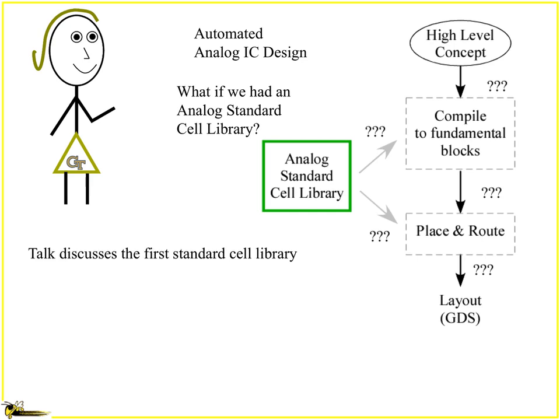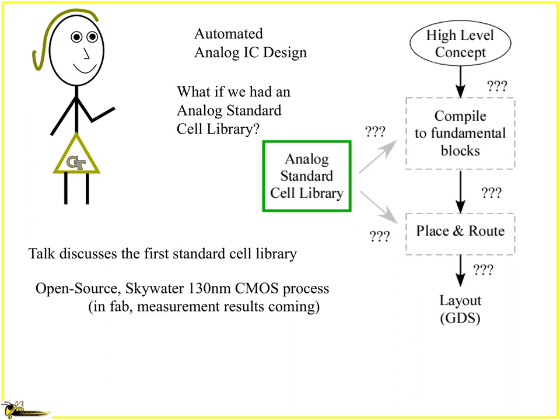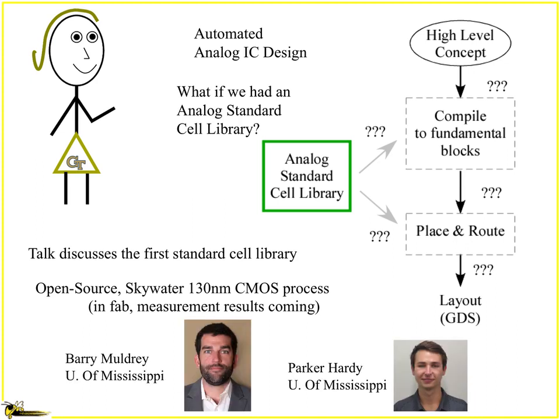So this is what we're going to talk about over the next several minutes: the first standard cell library of this kind, actually done in open source SkyWater 130nm CMOS. These are in fab. We are all looking forward to the measurement results, but we want to talk about what we have so far so you can see what's possible. This has been a collaborative effort with two other individuals, both at the University of Mississippi. It has been a really interesting and amazing effort to get this started, and is the first point along a journey.